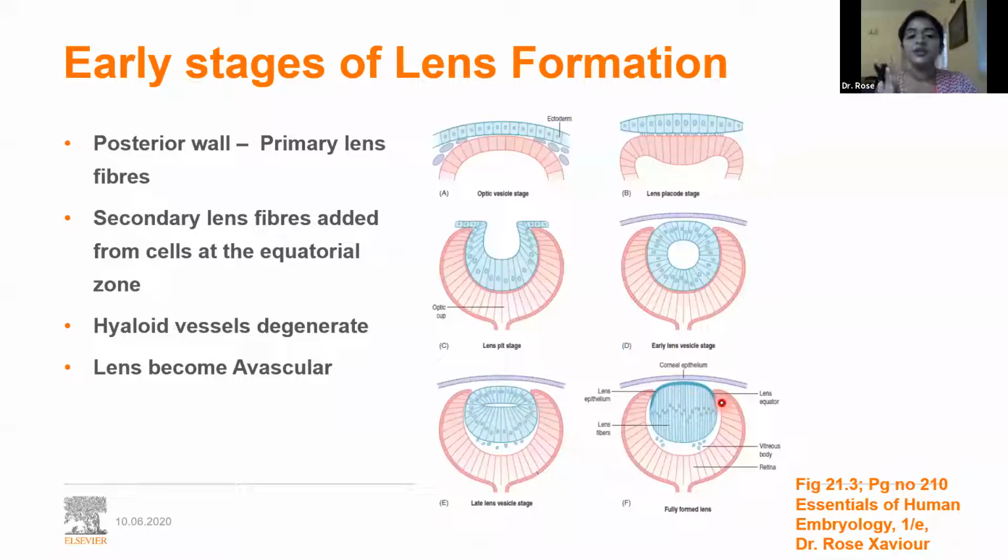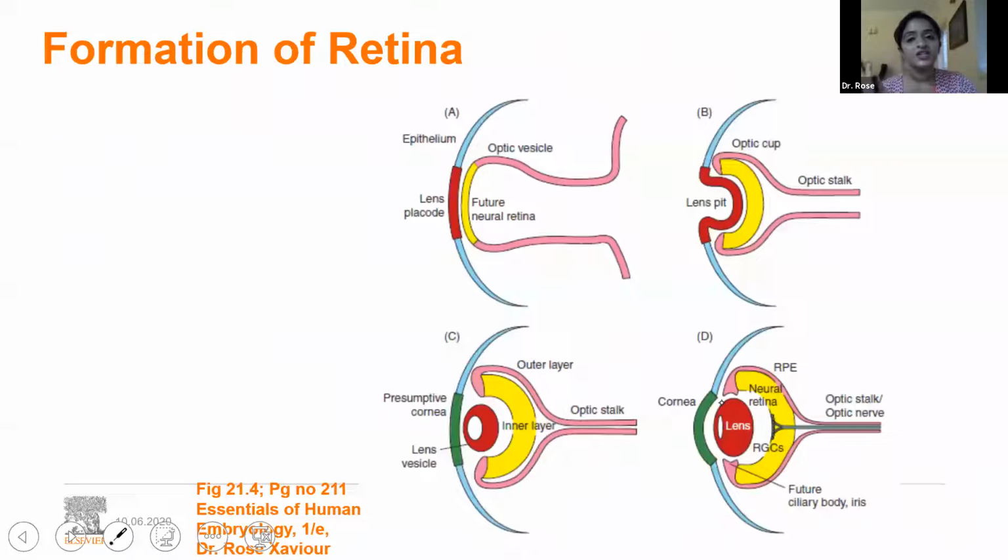there is a pupillary membrane which is lying anterior to the lens vesicle, and that is actually covering the lens for a period of time, and later, say after 7 months, it will just disappear so that we get a definite pupil. Now, something about the formation of retina.